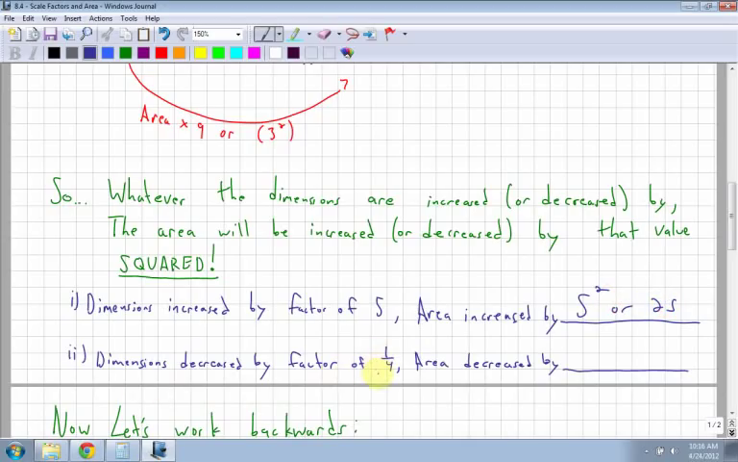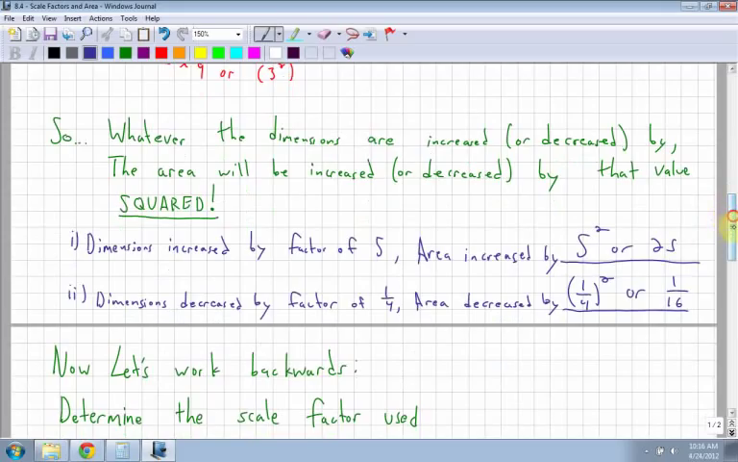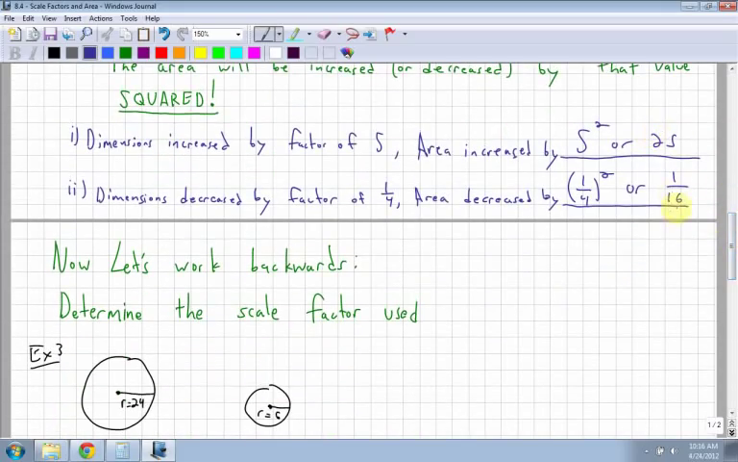Dimensions changed by a factor of 1/4, the area will be decreased because it's a reduction of 1/4 squared, or 1 over 16. So don't be concerned, oh no, it's a fraction, what do I do? Remember that when you're squaring fractions, you square the top and the bottom. 1 squared is 1, 4 squared is 16. So it's a reduction because 1/16 is smaller than 1. And the factor of 25 is an enlargement, because it's bigger than 1. Enlargement and reduction, there we go.